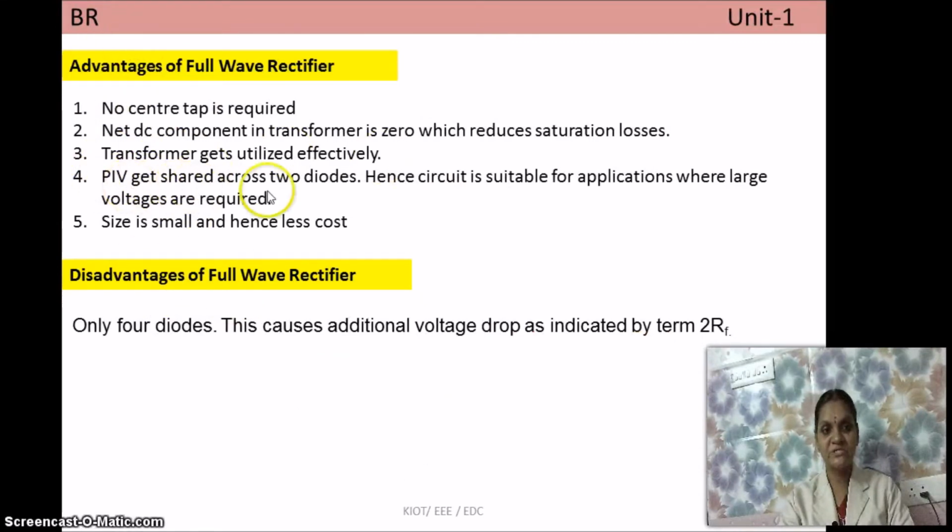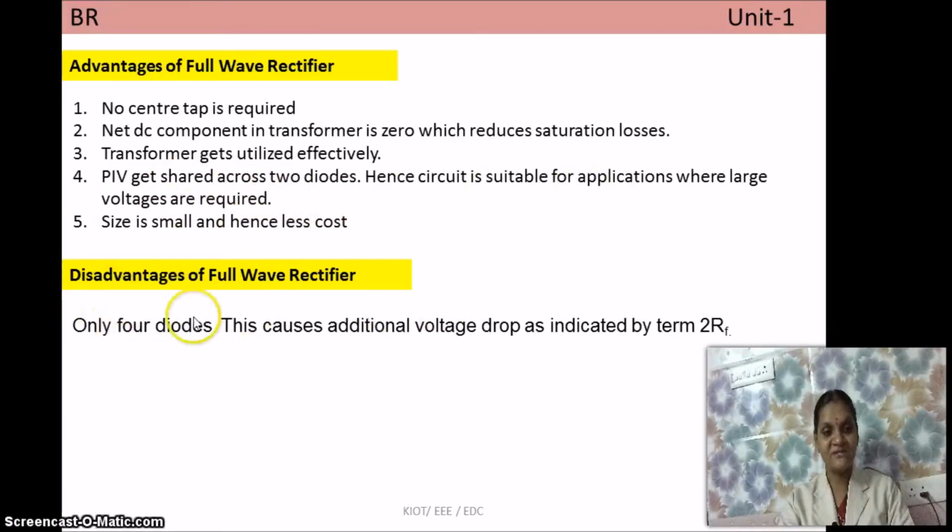Peak inverse voltage is shared across 2 diodes. This is because when you calculate the peak inverse voltage, 2 diodes are in series, because at a time 2 diodes are conducting. For the positive half cycle, D1 and D2 are conducting. So we know that the peak inverse voltage in the center tap is 2 ESM. Now instead of one diode, here you have 2 diodes. So the voltage gets shared between 2 diodes. So 2 into ESM divided by 2, you will get ESM. So the peak inverse voltage is ESM. Size is also small, cost is also less.